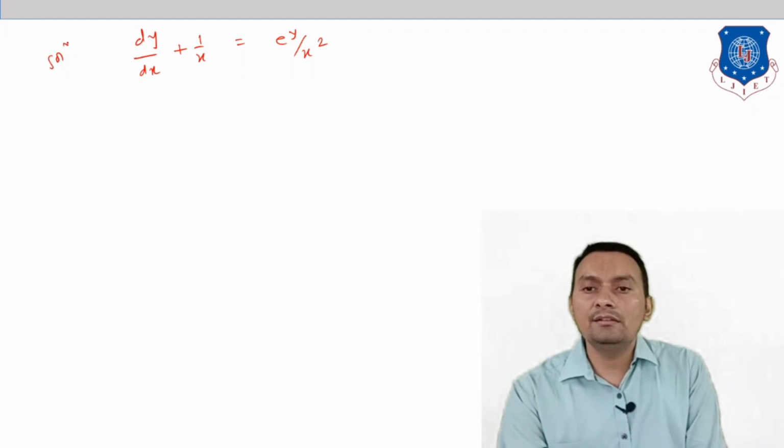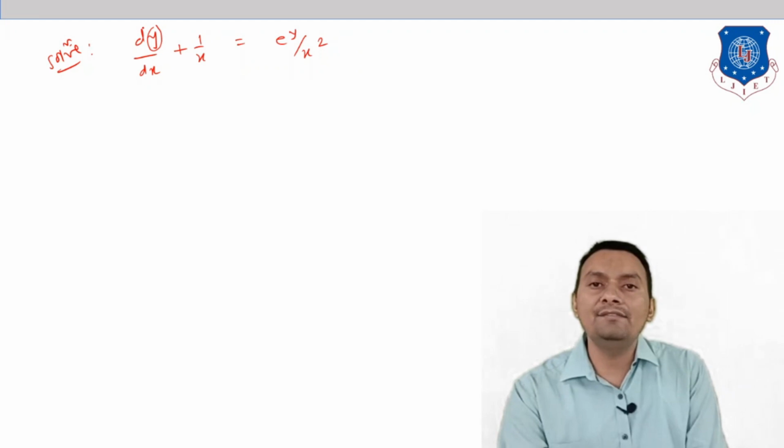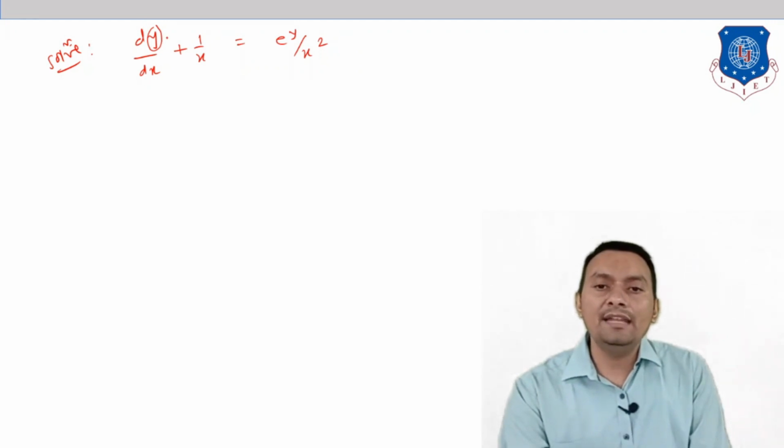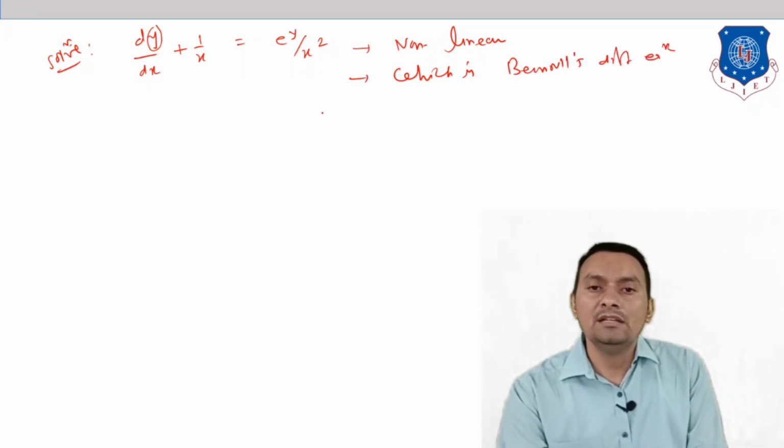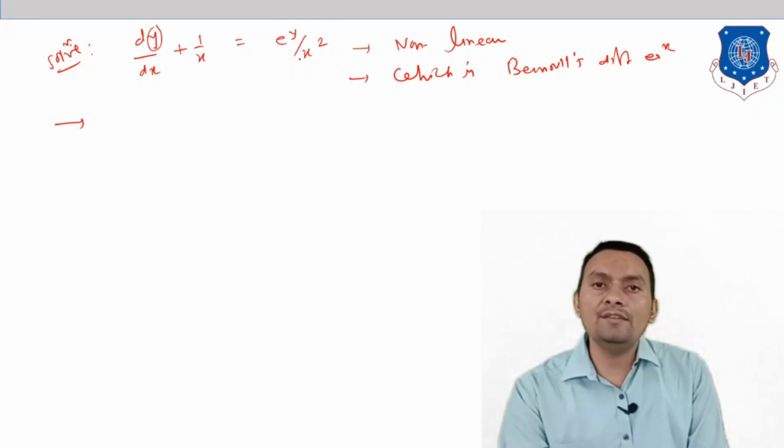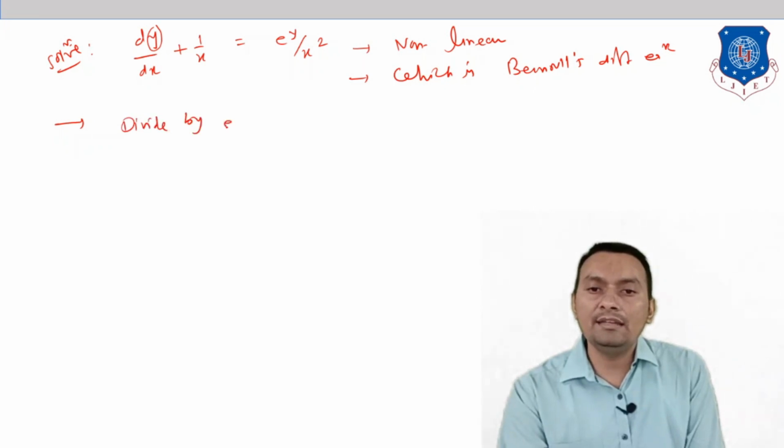So very quickly, you can say that the given differential equation has the dependent variable y, and whenever we see this kind of e raised to y, we can say that this is non-linear. In particular, it is a Bernoulli type differential equation. So what I have to do first is remove functions of y from the right hand side. So first I will divide by e raised to y.